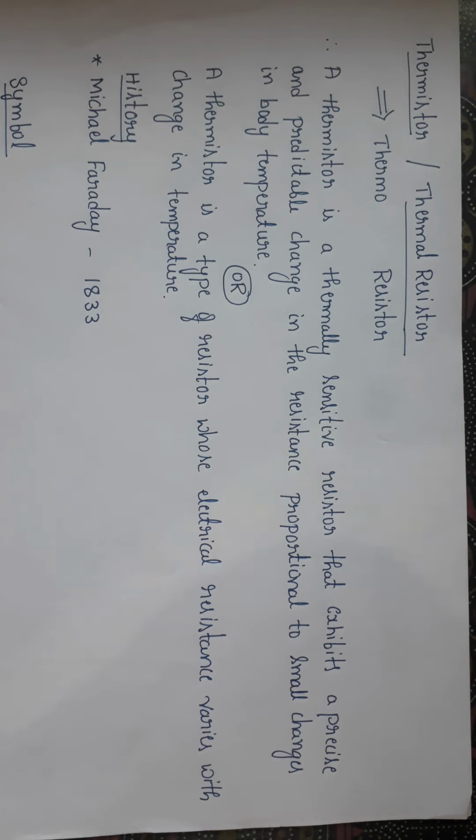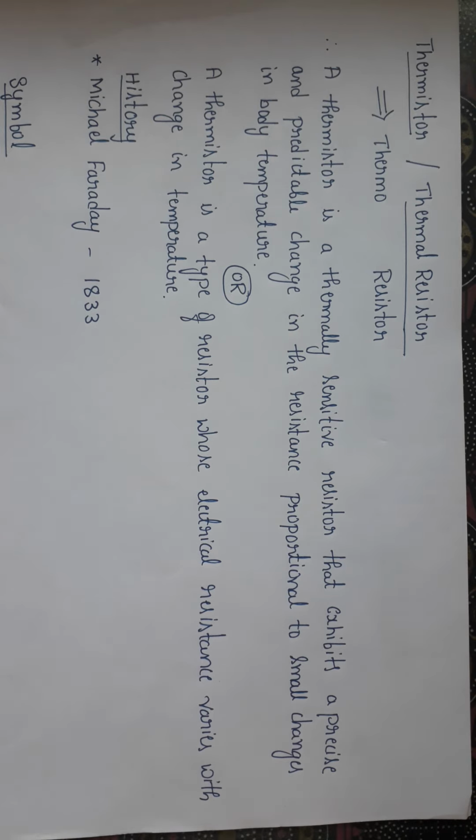Then the definition; we have to define the thermistor now. A thermistor is a thermally sensitive resistor that exhibits a precise and predictable change in resistance proportional to small changes in body temperature. That is, if small changes appear in the body temperature, they will be reflected in the resistance, which is directly proportional to the temperature. That is called a thermistor.